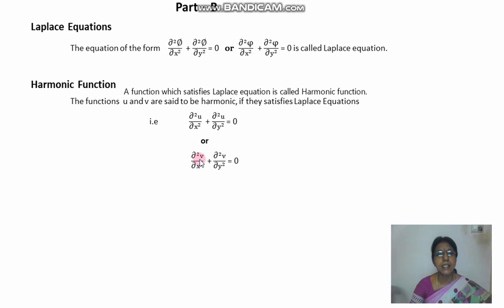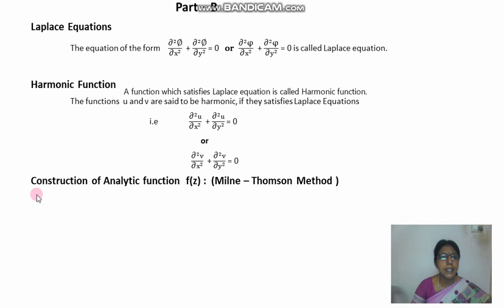Similarly, v satisfies Laplace equation, that means ∂²v/∂x² + ∂²v/∂y² = 0. So v is also called a harmonic function. So what is the harmonic definition? A function which satisfies Laplace equation is called a harmonic function. Here both the functions u and v are harmonic because they satisfy Laplace equation.